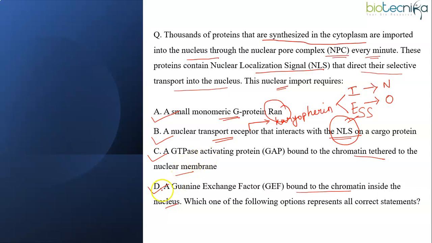Then we have statement D as a correct answer, that is, GEF is involved in the transport and is bound to the chromatin. So obviously when you look at statements C and D, one of them has to be true. If GEF is present in the chromatin, then what about GAP? Where is it located? Let's have a look at that.